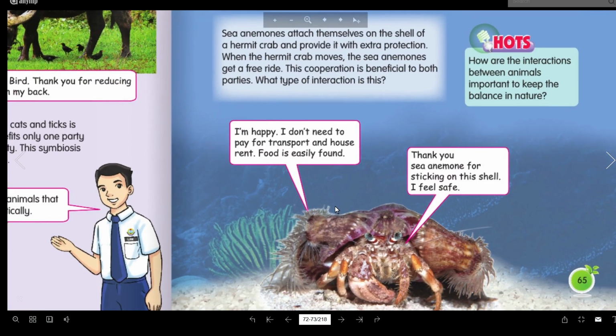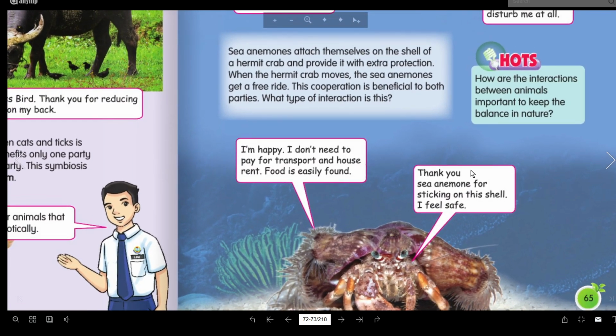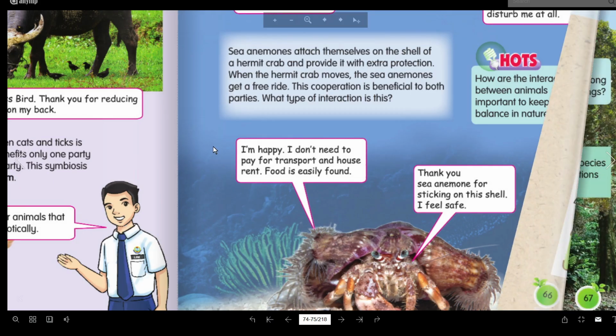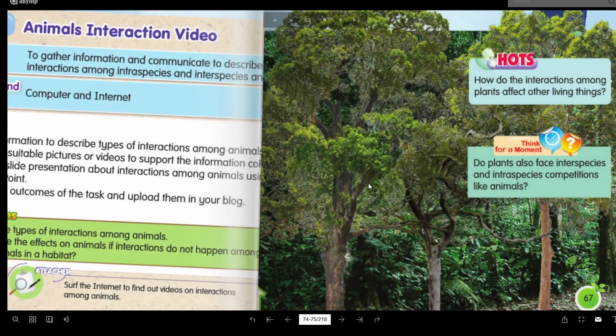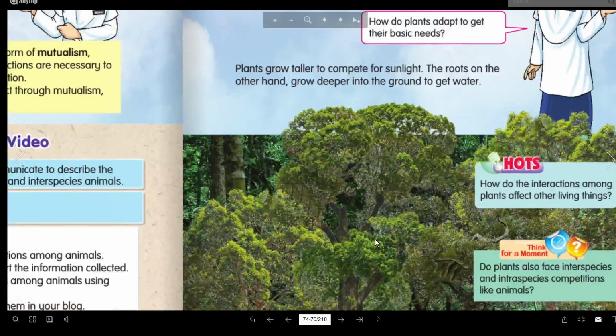Like here you can see. Okay. Can I go to the bathroom? Okay. Go.